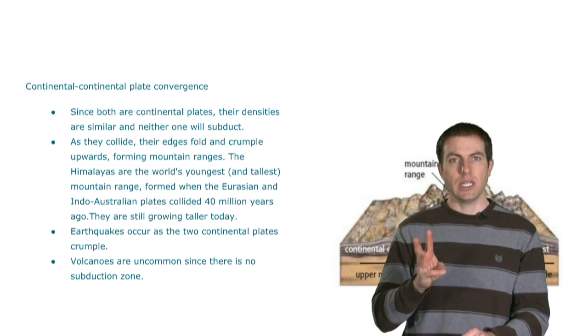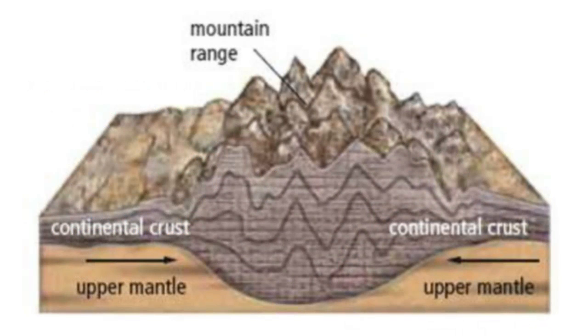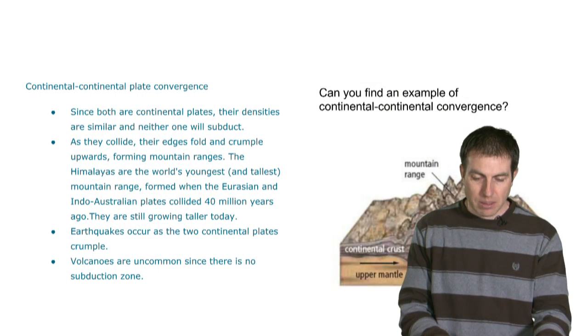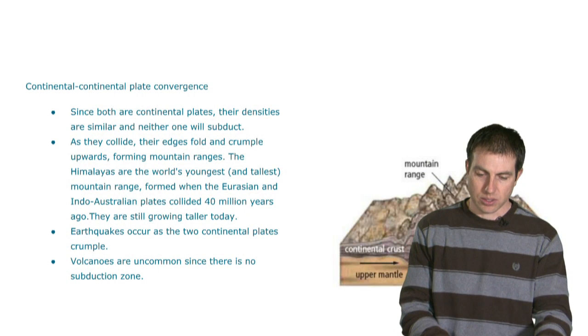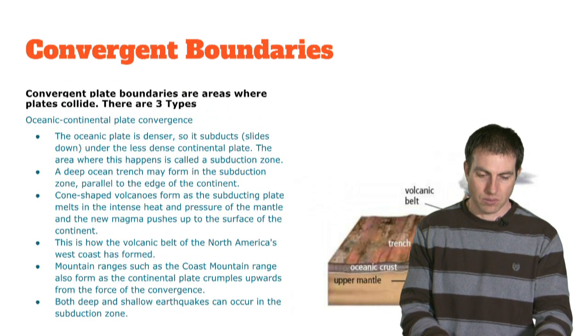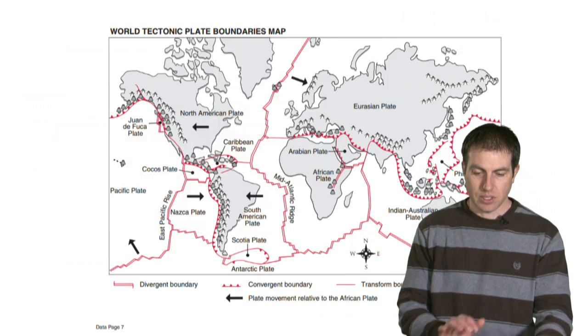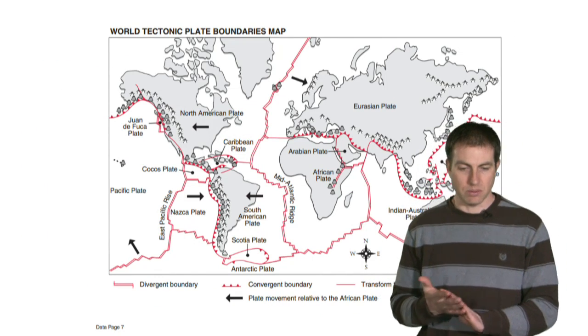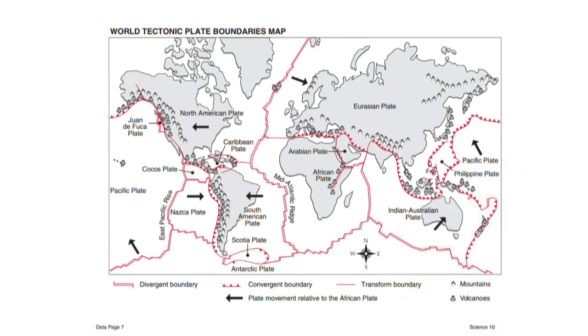Those are the three options when you have two plates coming together. You either have a continental and an oceanic plate, two oceanic plates, or two continental plates. Those are the only three options that there are. Let's look at a map, see if we can find an example of two continental plates colliding. If you have a half-decent sense of geography, you should be able to find where Mount Everest is, hopefully.